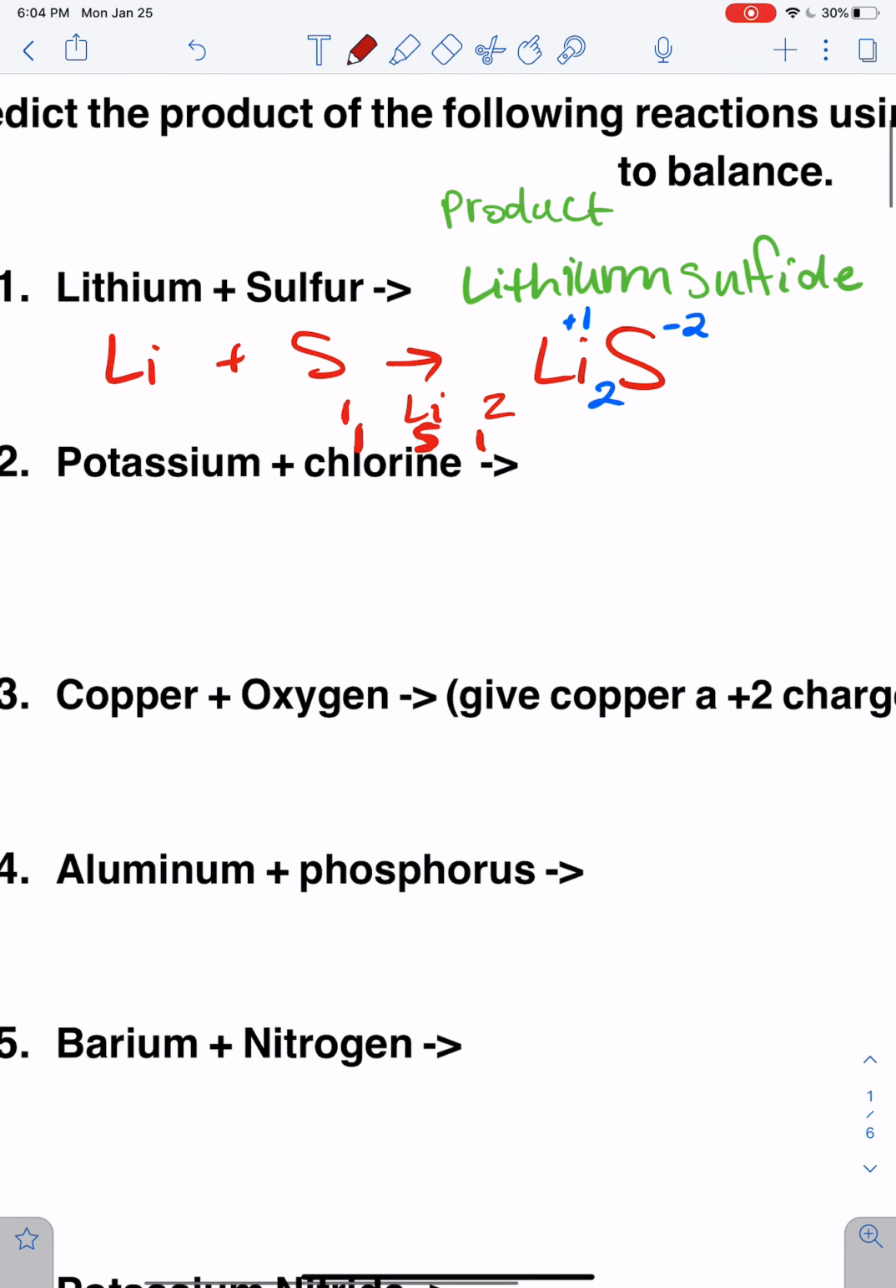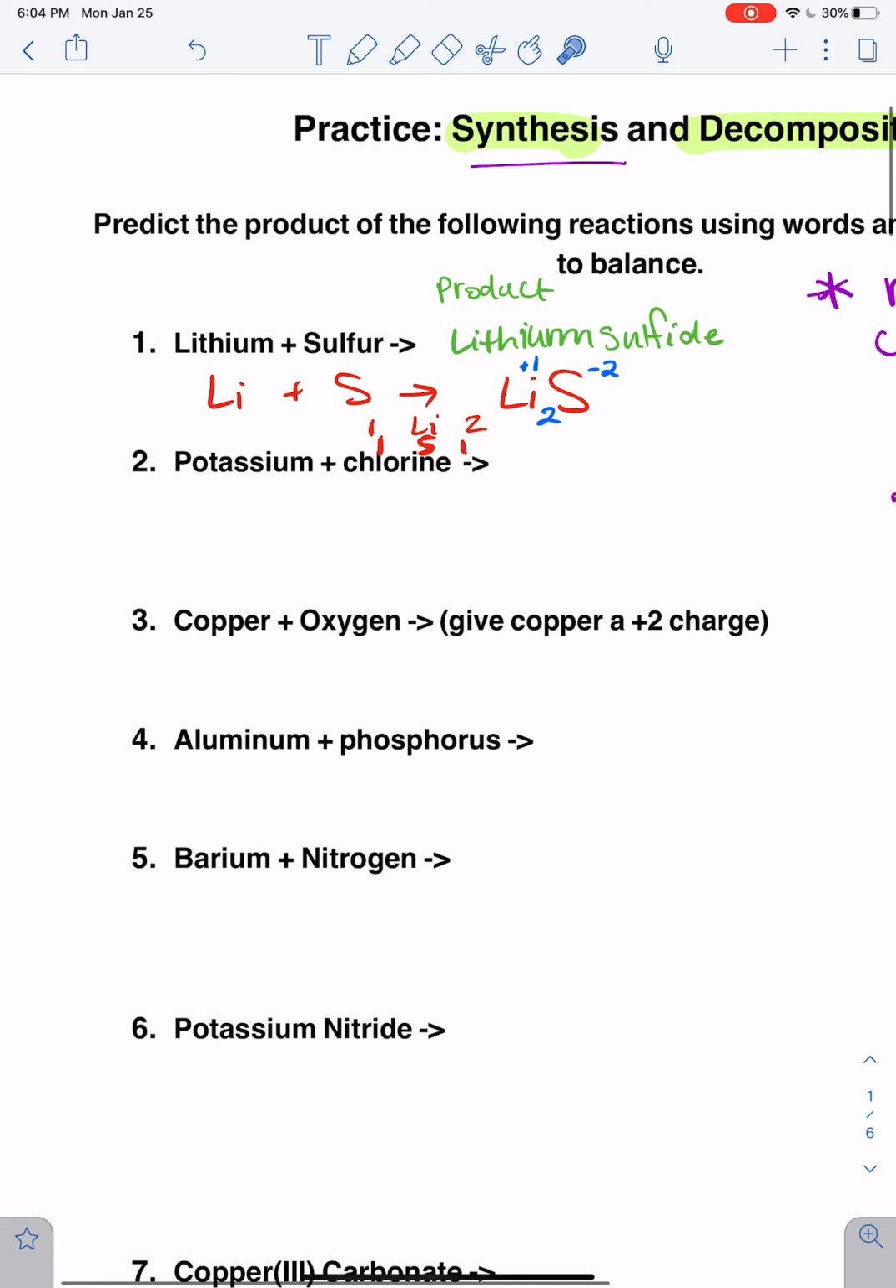So let's analyze our list. The lithium is 1 and 2, so that is not equal. So we have to use coefficients to make them equal. A coefficient is a big number that goes in front of the compound or the element. So for lithium, I have 1 on the reactant side and 2 on the product side. So that means that I obviously need to increase the 1 to a 2.